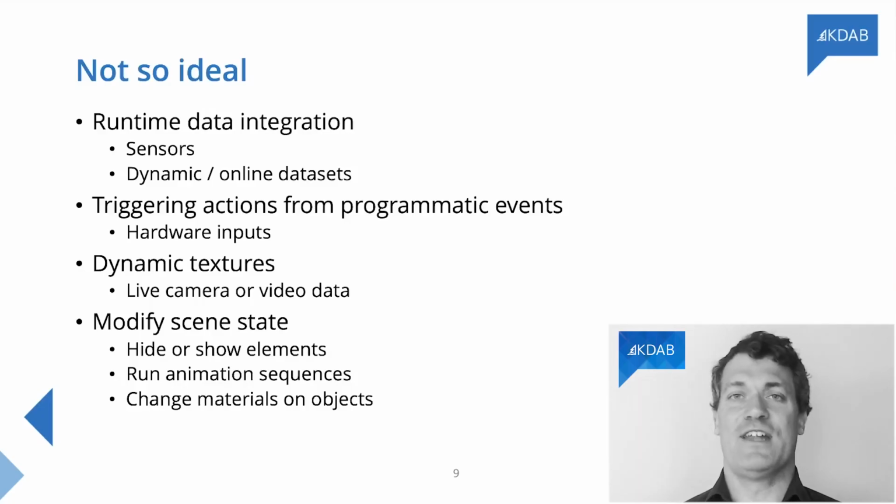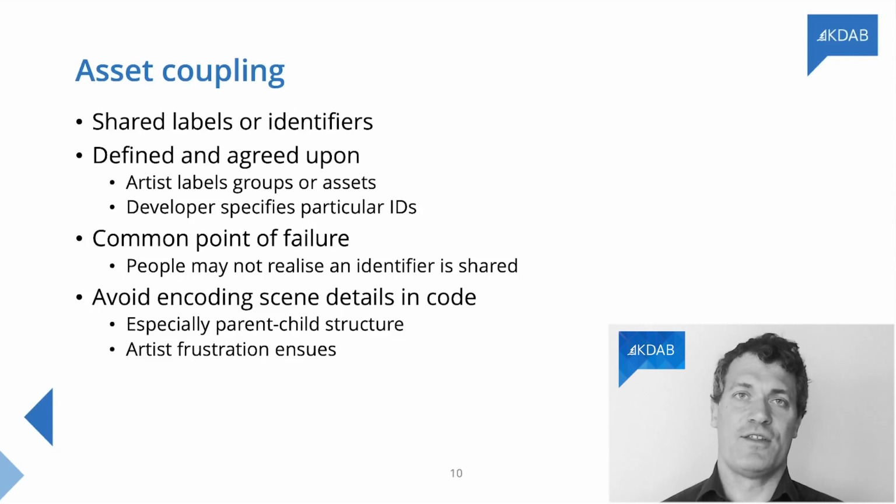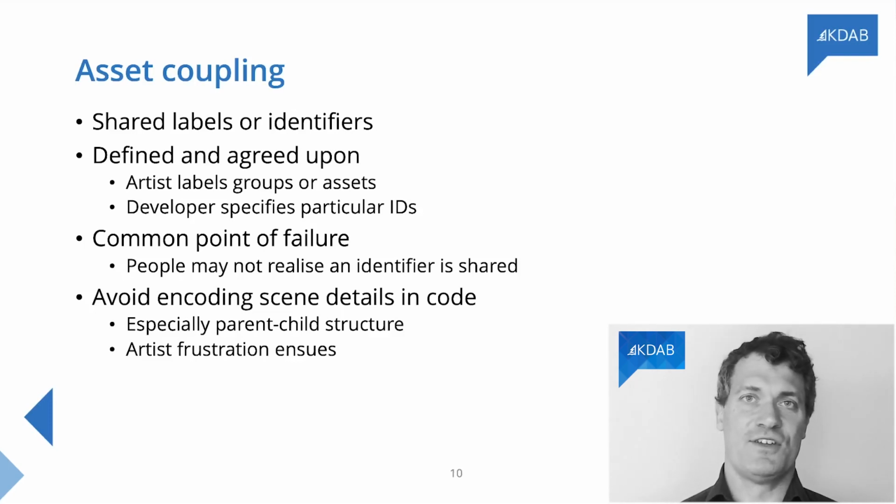So all these kind of dynamic changes which the content creation tool and the artist can't predict, we need to somehow structure and manage while using their work in an efficient way. So the central problem we end up with is called asset coupling. We need some way for the developer and the artist to talk about things so they can reuse them.